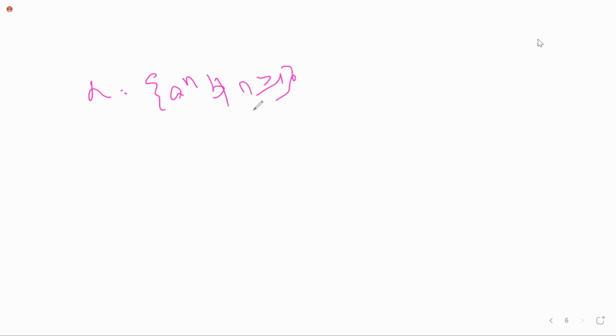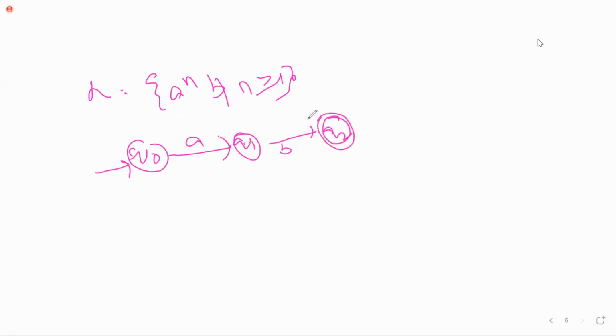Now you tell me, I will draw the diagram. Tell me, ma. Next Q2 on B, B the final state. Q1 to Q0 on A, ma'am, again a back loop. Ma'am, the language is A, self loop A, on B.